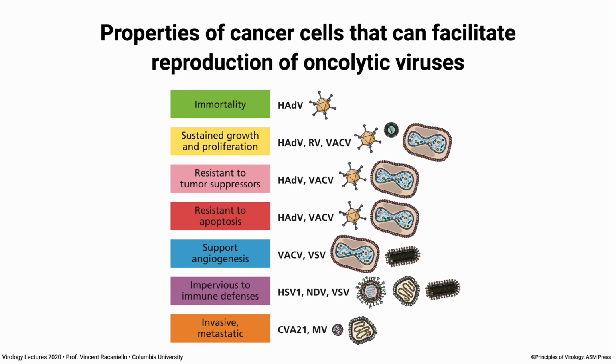First of all, we know a lot about the properties of cancer cells, and we select viruses that exploit those. For example, here on the left are common properties of cancer cells, which we call cancer hallmarks. Immortality, sustained growth, resistance to tumor suppressors. These are all features of cancers. And here are the viruses that we have selected to treat various cancers based on these features, like adenovirus for immortal cells, vaccinia for tumors that support angiogenesis, and so forth.